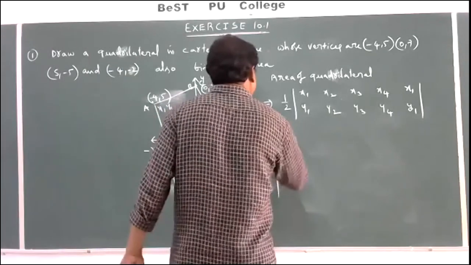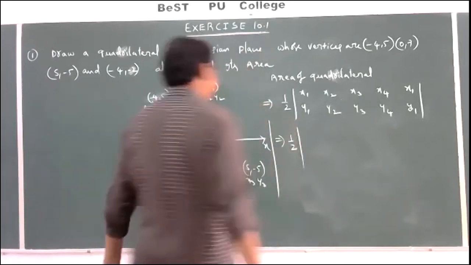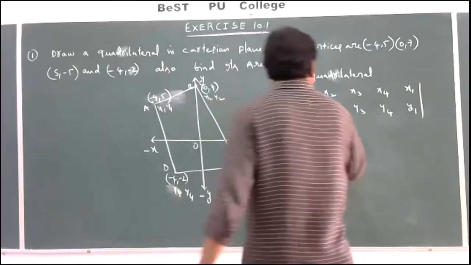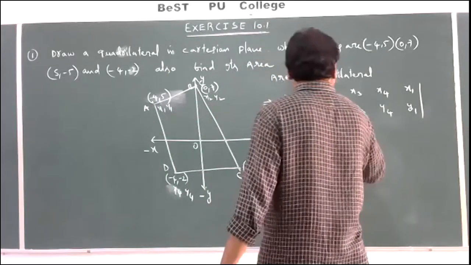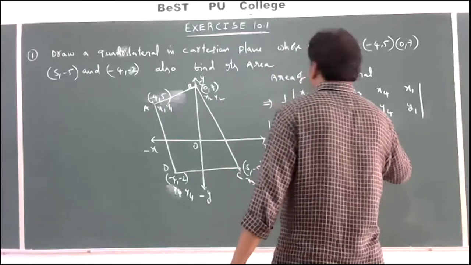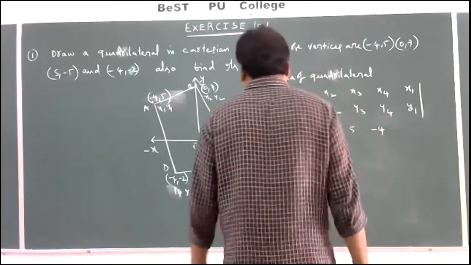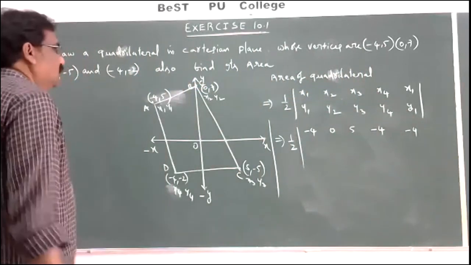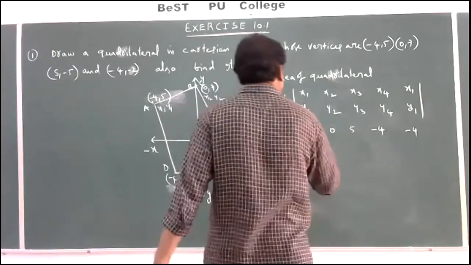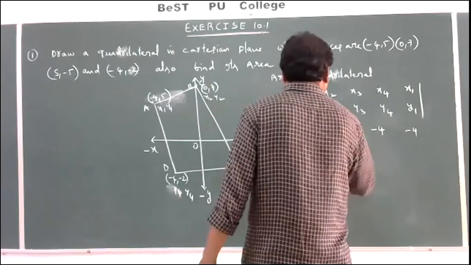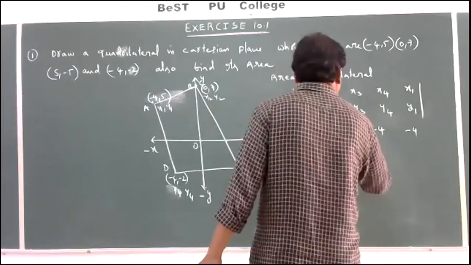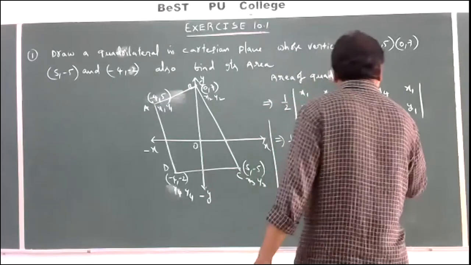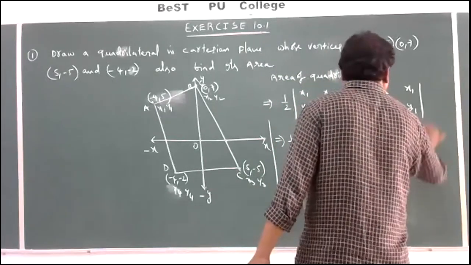That implies one by two. So what is x1 here? Minus 4, x2 is 0, x3 is 5, x4 is minus 4, again repeated x1 minus 4. Next, what is y1 here? 5, y2 is 7, y3 is minus 5, y4 is minus 2, and again repeated y1 is 5.